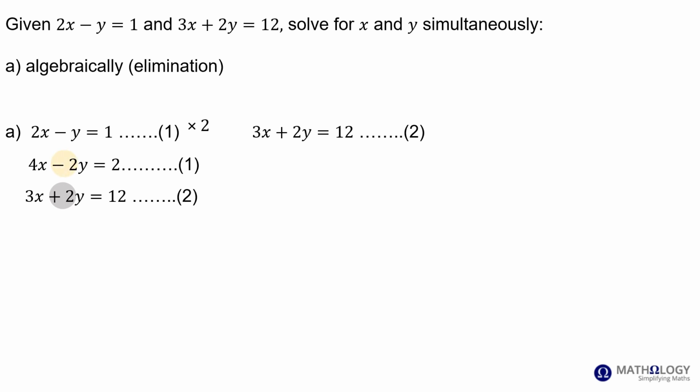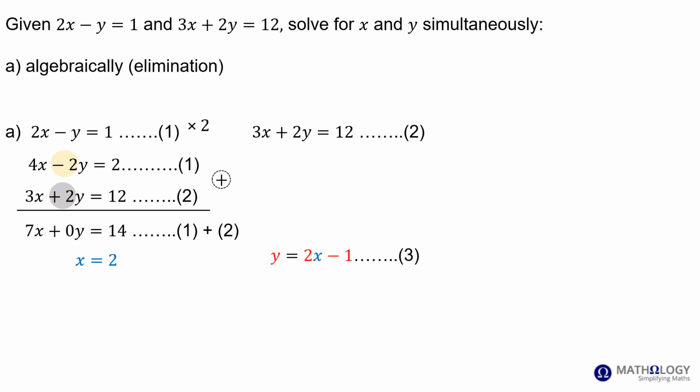We can now add the newly formed equation with equation 2 to get 7x equals 14, and therefore x equals 2. All that is left to do is to substitute this value of x into either of the original equations, which gives us y equals 3.